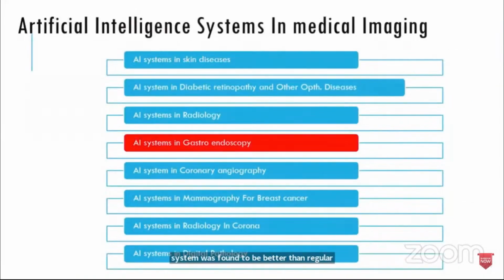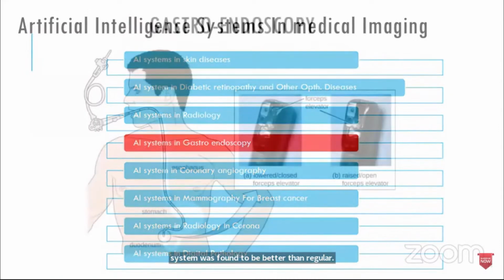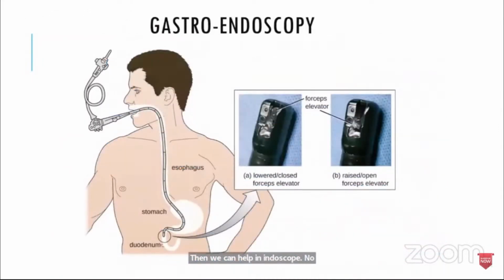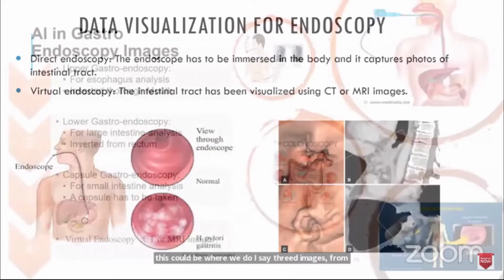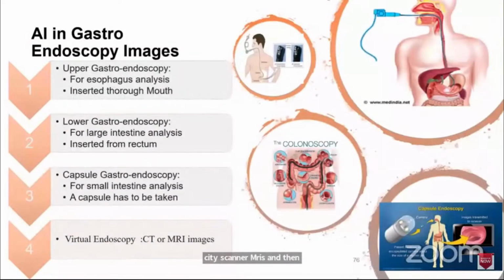Then we can have endoscopy. Now, I hope you all know about gastroendoscopy, and then we have direct endoscopy, or what is called virtual endoscopy, where we make 3D images from CT scans and MRIs. And there are various types, upper GI and lower GI. Upper GI is the upper gastrointestinal tract, where the endoscope is passed through the mouth, and the lower GI is passed through the anus. When the area between is not covered, then we have what is called a capsule endoscope.